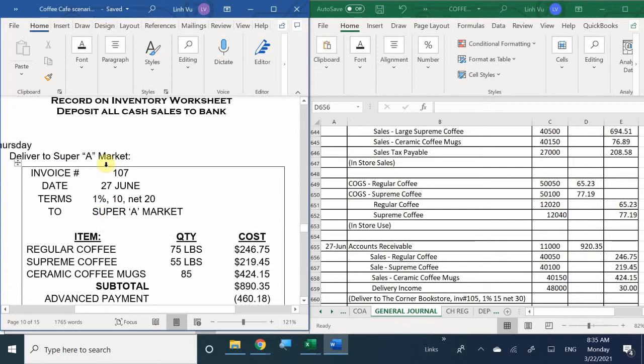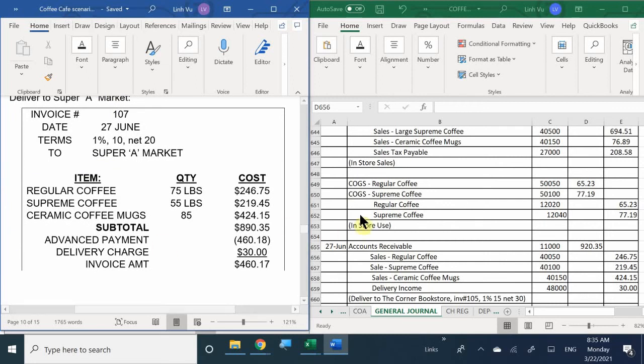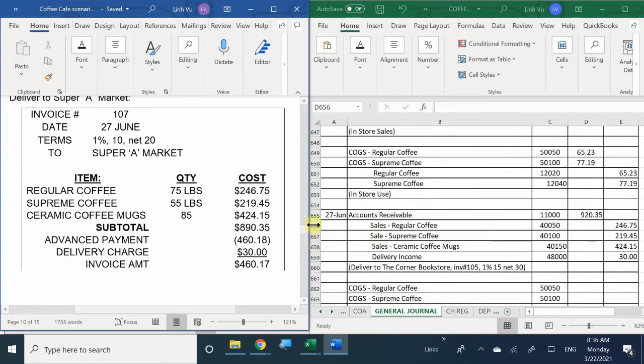There's an advance payment for Super A Market. Oh, okay. So there's an advance payment for Super A Market. Then what do we do here? Okay, there's an advance payment. So let's actually look at the... Oh, so they already paid partially. Okay.